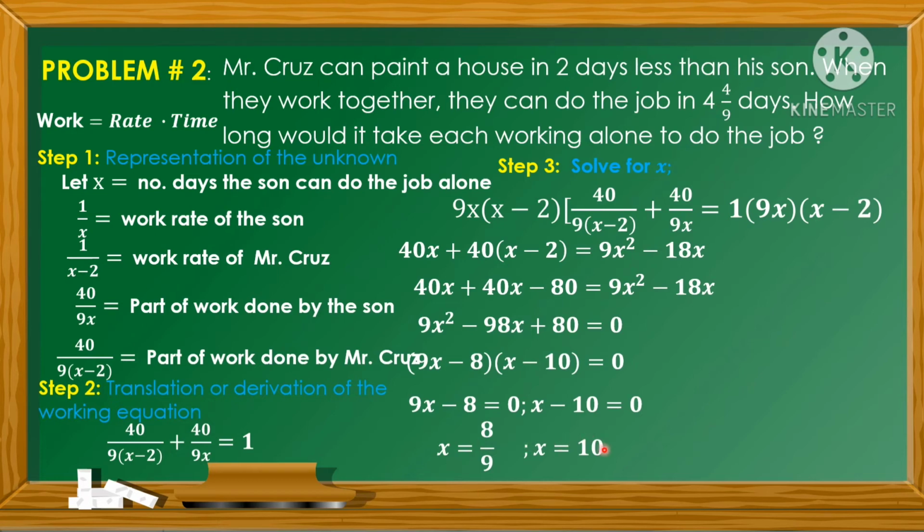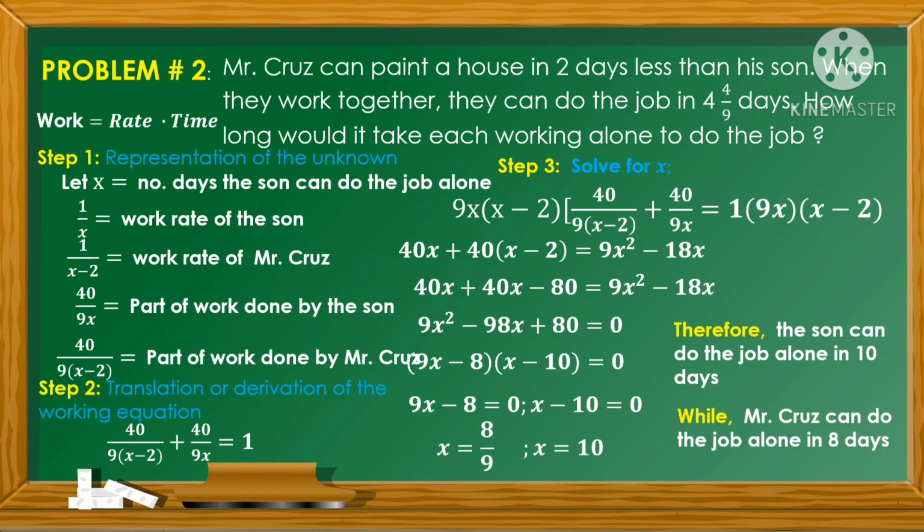So, ano yung sagot? Yung 10. So, ibig sabihin nun, the son can do the job alone in 10 days. Kung matatapos ng anak niya in 10 days, gaano na mga katagal matatapos ni Mr. Cruz? Matatapos ni Mr. Cruz sa loob ng 8 days. Okay, so this is how we solve the problem, work problem. So again, the final answer is that the son can do the job alone in 10 days while Mr. Cruz can do the job in 8 days. Okay?